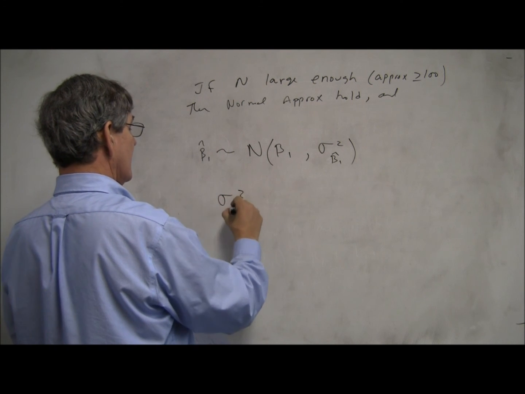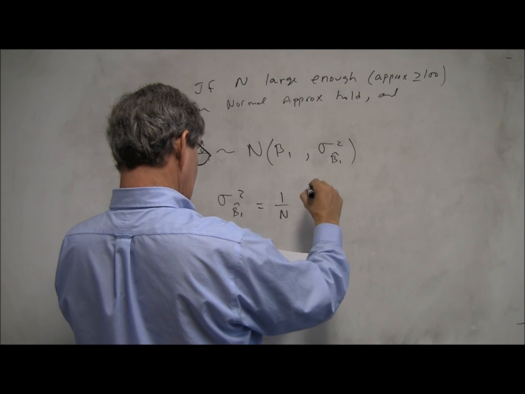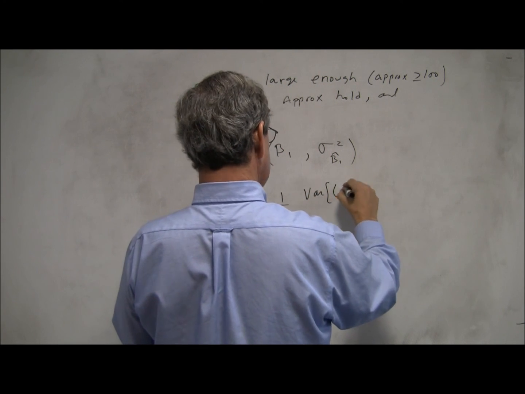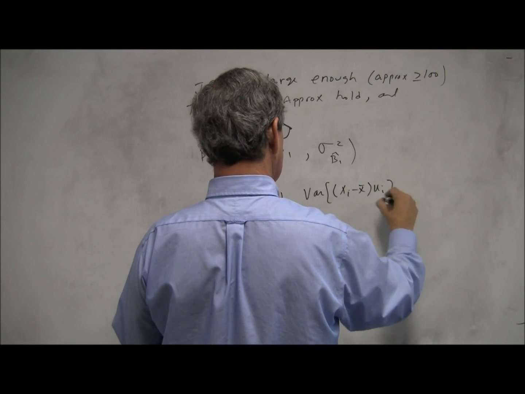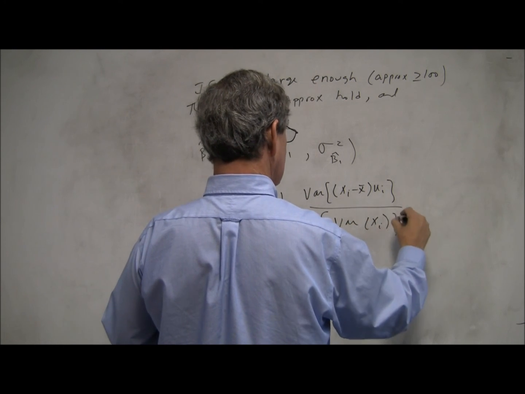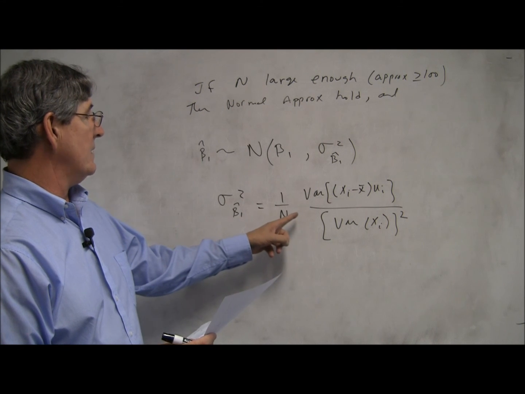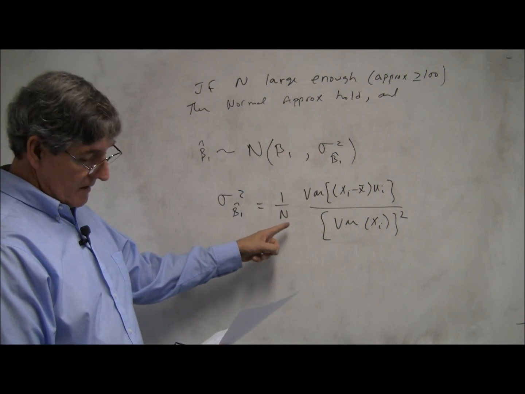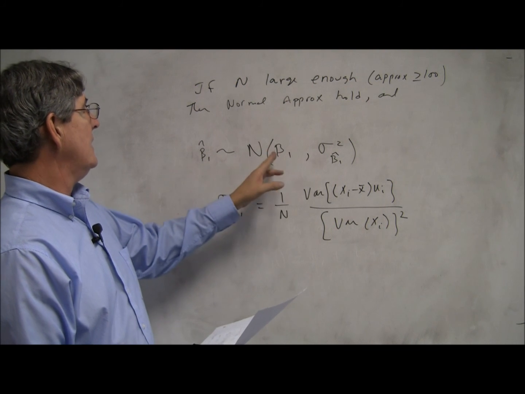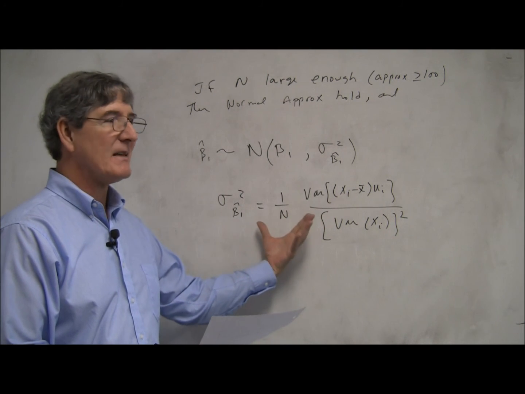where sigma squared of beta 1 hat can be written as 1 over n times the variance of (xi minus x bar) times ui over the variance of xi squared. We'll come up with a formula for this later that's a little bit better than this, and we'll show you what that formula looks like more explicitly. For now, we'll just leave it this way. The point is that beta 1 hat is normally distributed, it's unbiased, and it has this particular standard error, and the computer will always spit this out for you, so you don't have to calculate these very often.